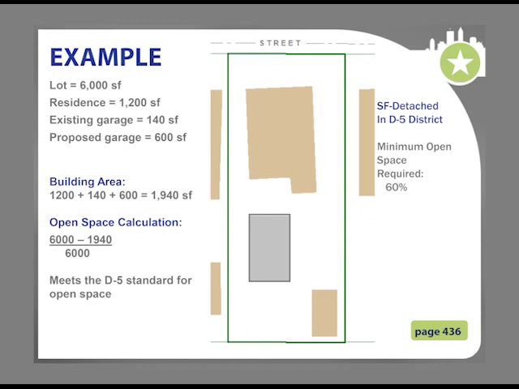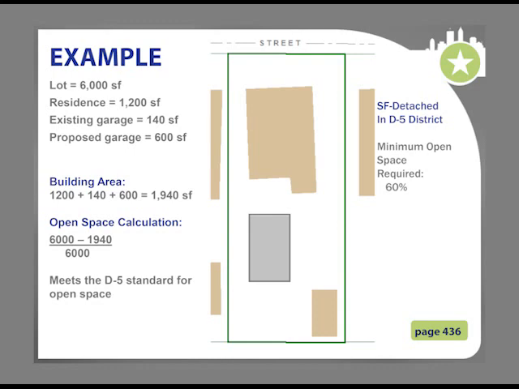The gray area shows you what's in place now. There's a primary unit of 1,000 square feet, an existing garage that opens onto an alleyway that's 200 square feet. Somebody proposes to add a second garage that's 20 by 30 feet, 600 square feet. Does it meet the open space requirement?